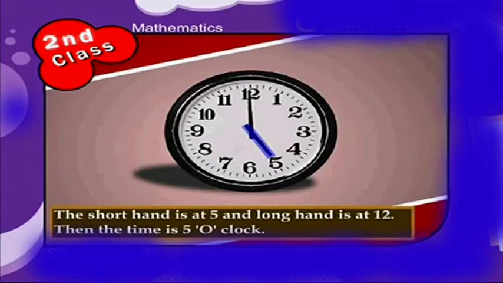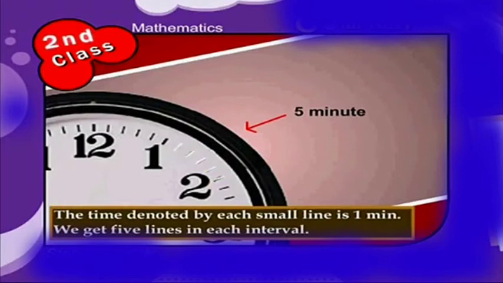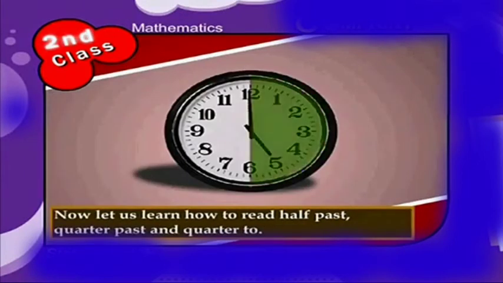If the short hand is at 5 and the long hand is at 12, then the time is 5 o'clock. The time denoted by each small line is 1 minute. We get 5 lines in each interval.